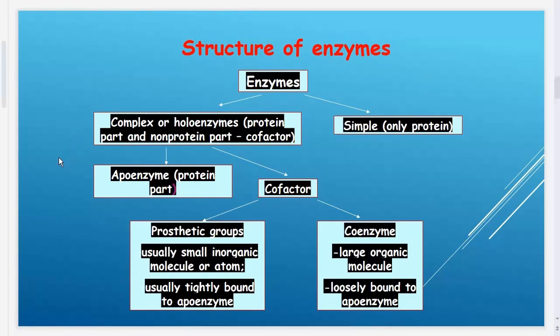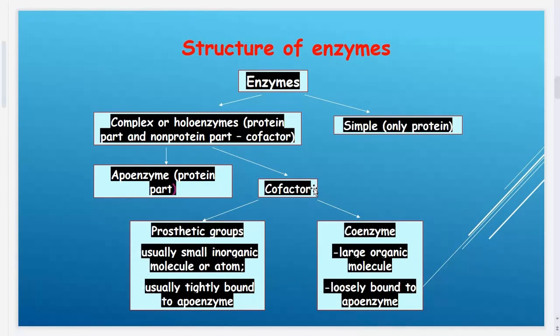Holoenzymes or conjugated enzymes are a big group of enzymes. They consist of a non-amino acid nature along with the protein component. They consist of an apoenzyme and a cofactor. Holoenzyme equals apoenzyme, the protein part, plus a non-protein cofactor, such as a prosthetic group.